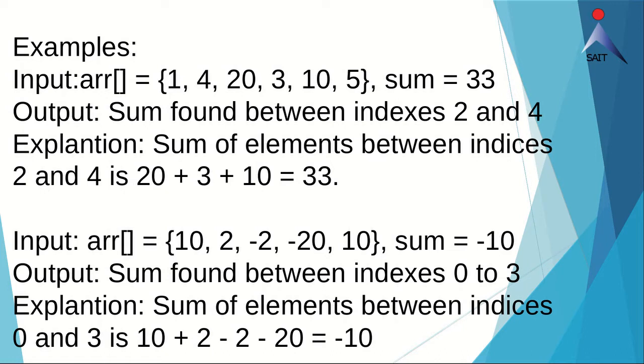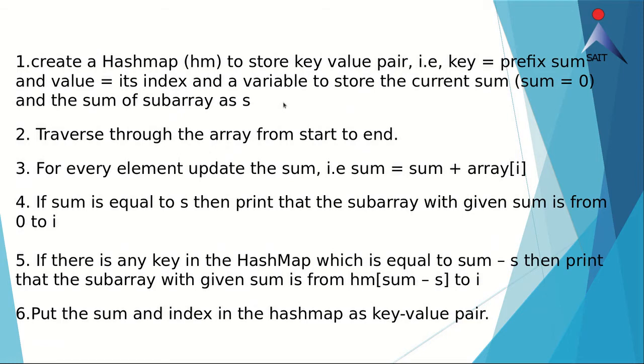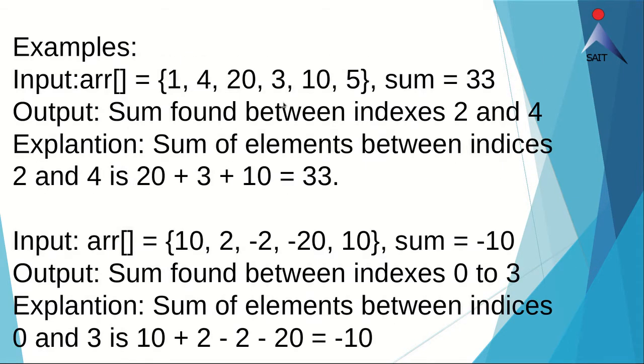Suppose for example the input array is 1 4 20 3 10 5 and the sum is 33. We just have to return the index positions from which to which the given subarray is found. So 20, 3 and 10, from index position 2 to index position 4, so the sum 33 is found. Another example is 10 2 -2 -20 10, and the sum is -10. It is found between 0 to 3.